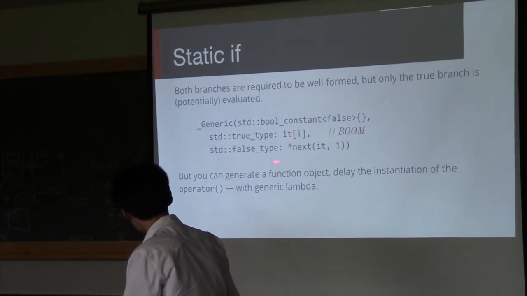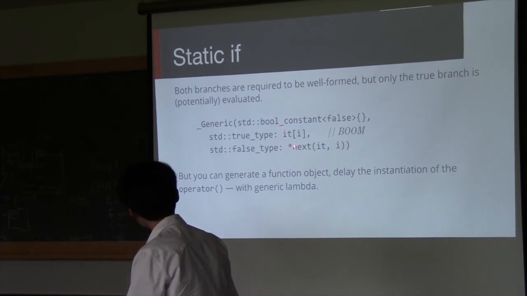So if you simply do this, you will get an error. But since the false branch is an unevaluated context, we can do something about it. As I said, we can simulate the SFINAE behavior by creating a function object, and the function object's call operator is templated. And to do so, you can simply use a generic lambda.